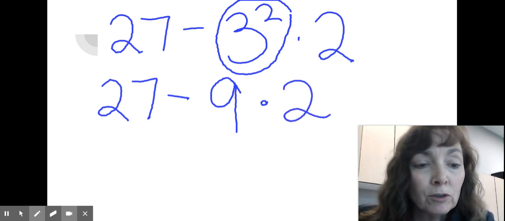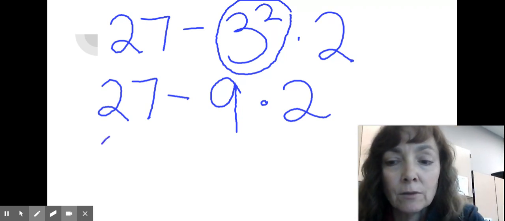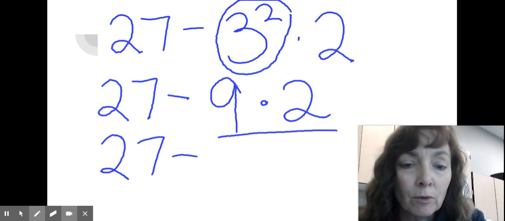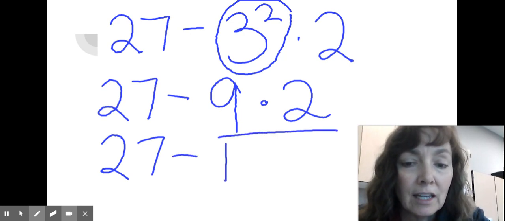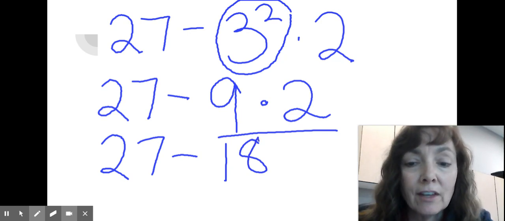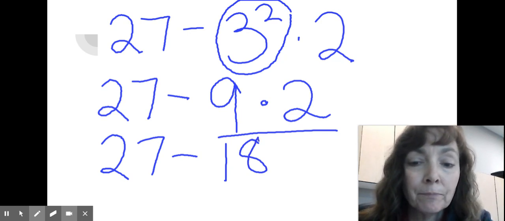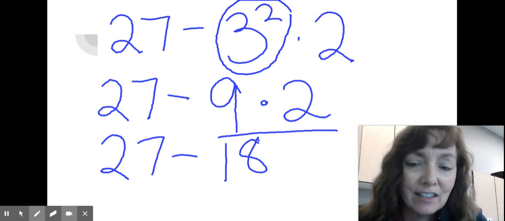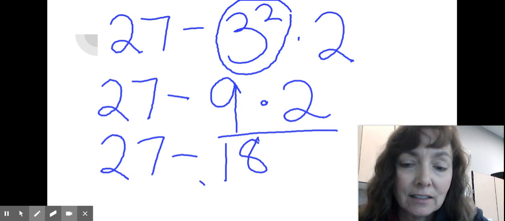Now, we have to do multiplication before we can do addition and subtraction. So again, we're just going to leave the subtraction behind, and we're going to deal with the multiplication. 9 times 2 is 18. Now we can finish out the last step, 27 minus 18. 28 minus 18 would be 10. So 27 minus 18 must be 9.